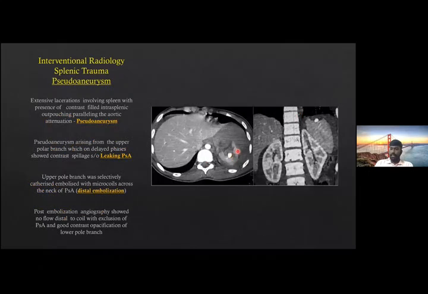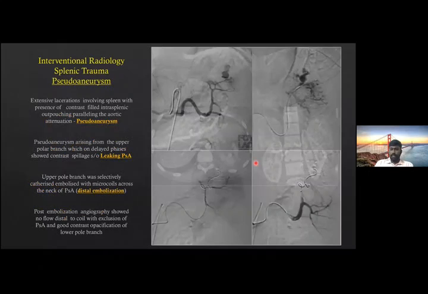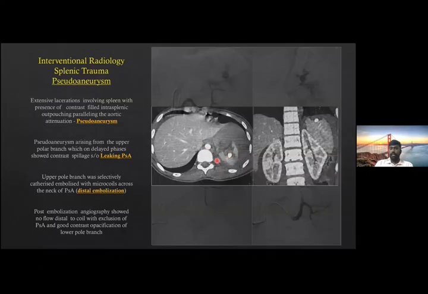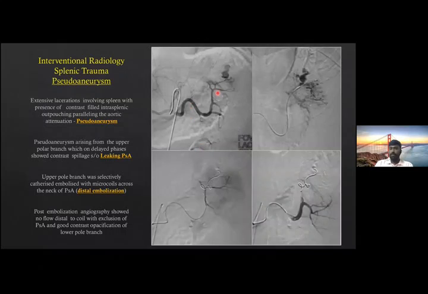And as seen in this case, there is a focal vascular outpouching, which is showing contrast matching with the aorta. And here, splenic artery angiogram shows a pseudoaneurysm, which is leaking. So this is a leaking pseudoaneurysm. And in this case, we have gone distally and embolized the upper polar artery, which was supplying the pseudoaneurysm. And then we can see the normal enhancement of the lower polar branches.